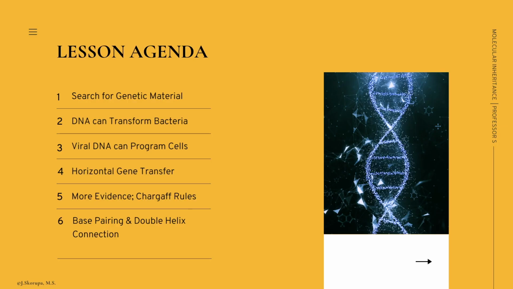But for now, let's put our lab coats on, as we'll spend most of this lecture in the science labs of the 19th and 20th centuries. Today, you'll learn about the search for genetic material, how DNA can transform bacteria, how viral DNA can program cells, and the experiments that showed this. We'll also touch on the mechanics of horizontal gene transfer and the structural components of DNA, including an intro to base pairing. Please use the timestamps in the description below if you have something specific that you want to skip to.